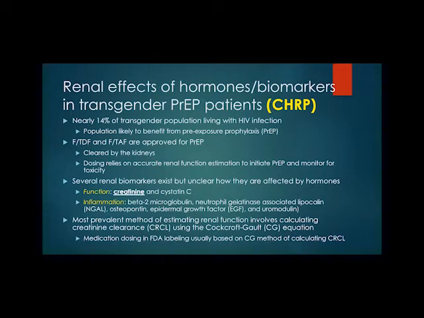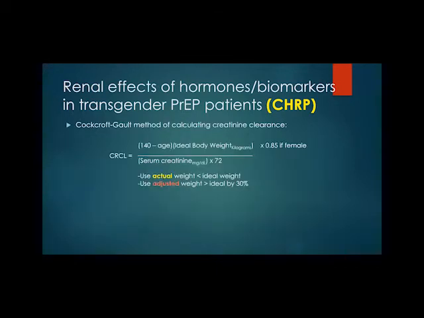Both of these medications are cleared by the kidneys, and the dosing of these medications relies on accurate estimation of renal function. We have a lot of renal biomarkers. Some are functional, some are associated with inflammation, but the one that we historically have used is creatinine. Even though cystatin C is probably a more specific marker of kidney function. But the most prevalent method of estimating renal function is to calculate creatinine clearance using an equation from 1978.